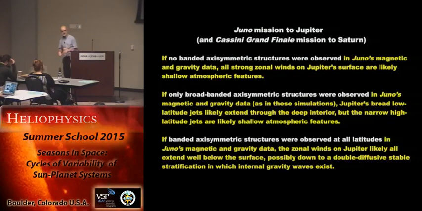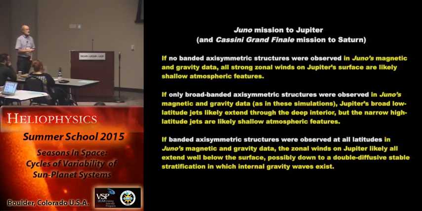So this is my final slide, and my predictions based on my calculations, saying that there may be 3 different possibilities. One is if Juno and Cassini, which is going to be doing this at Saturn at roughly the same time, see no banded axisymmetric structures in the magnetic and gravity data, unlike what I've seen, then that argues that the zonal winds seen in the clouds or on the surface are probably just surface features, and that the strong wind structure doesn't penetrate very far below the surface.